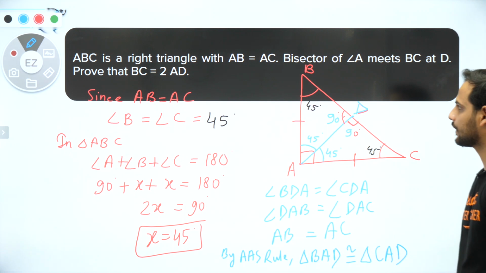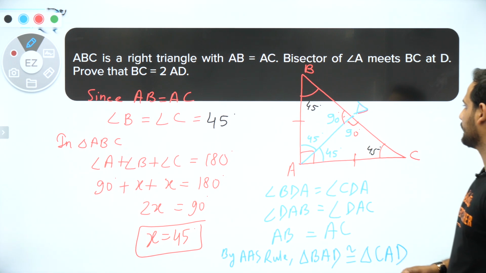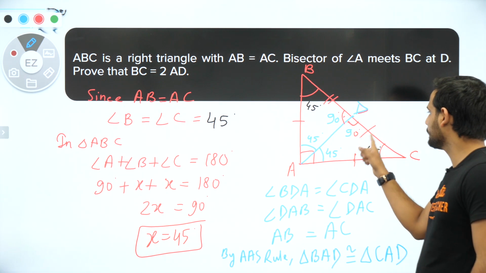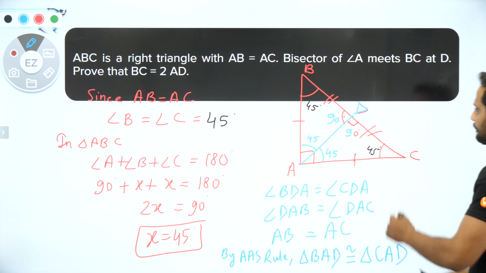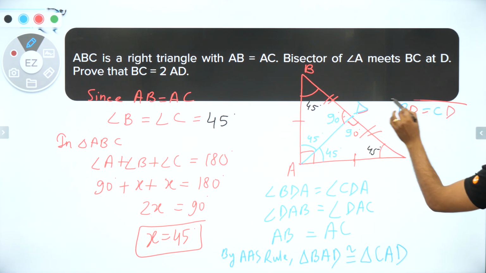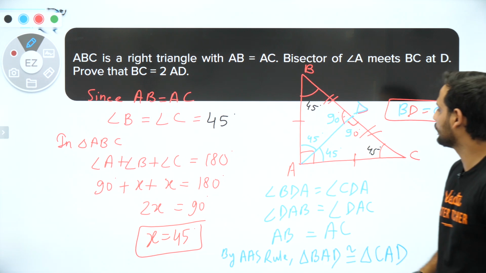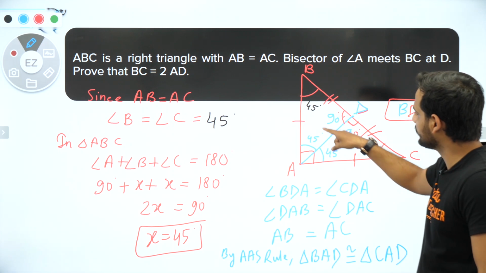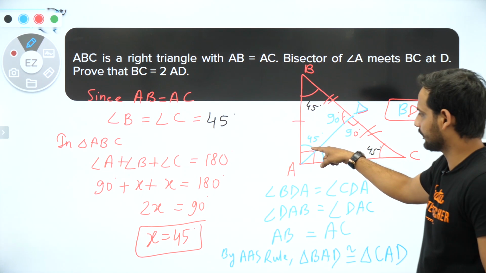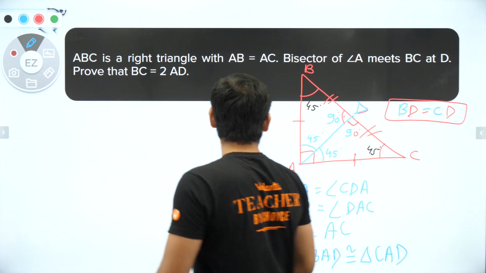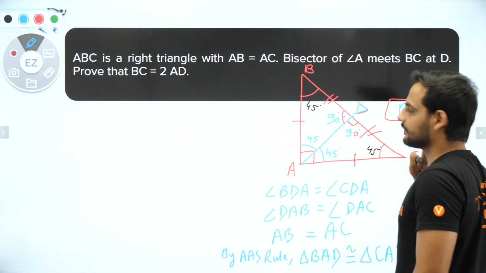Now, when these two triangles are congruent, I can say, sir, this means BD is equal to CD. Yes, sir. BD is equal to CD. We have got one thing. Also you can see one thing, children, in this triangle BDA, this is 45, this is 45. Okay, let me write this part here. So we have got BD is equal to CD.